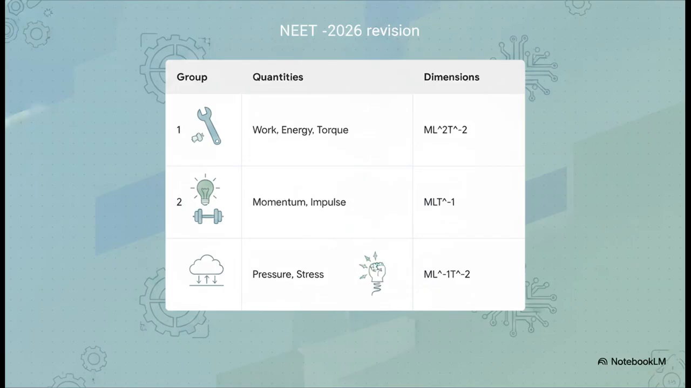Okay, listen up, because instead of memorizing 100 different dimensional formulas, you just need to group them. Group 1: work, energy, and torque all share ML²T⁻². Group 2: momentum and impulse are exactly MLT⁻¹. Group 3: pressure and stress are ML⁻¹T⁻². Trust me, this simple grouping trick is going to save you so much memorization time.